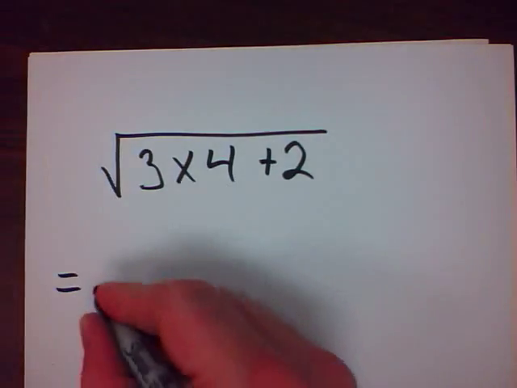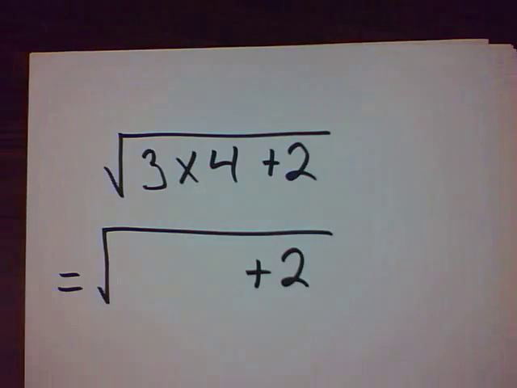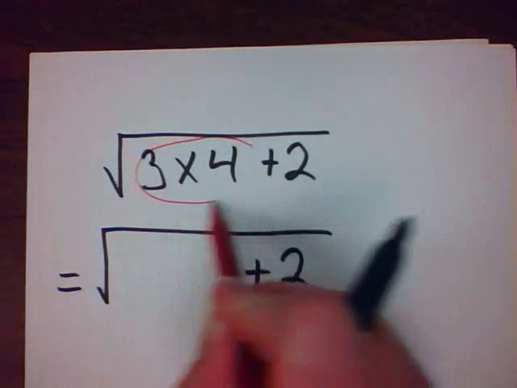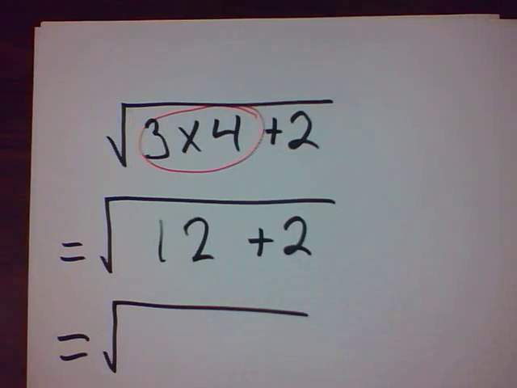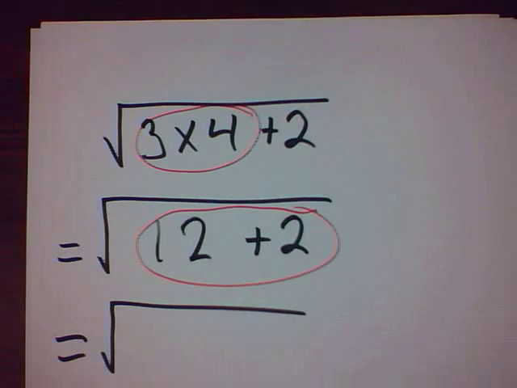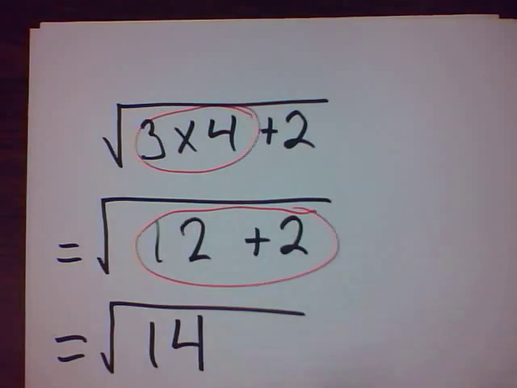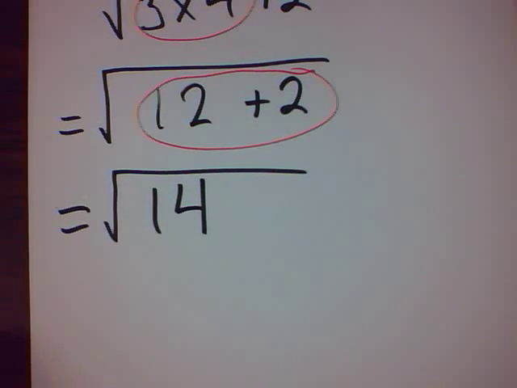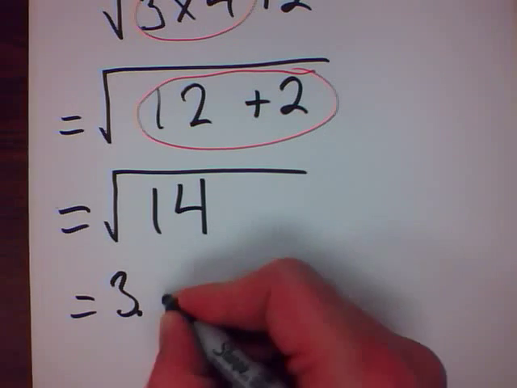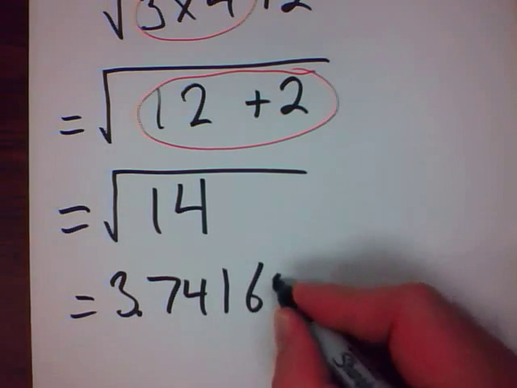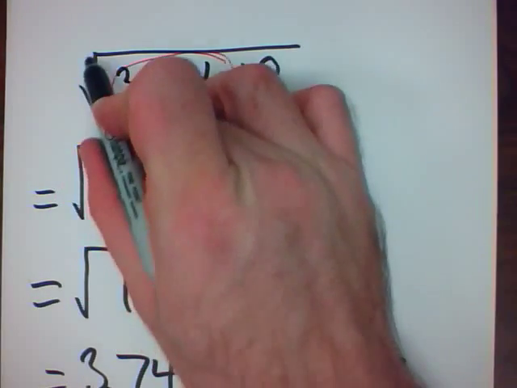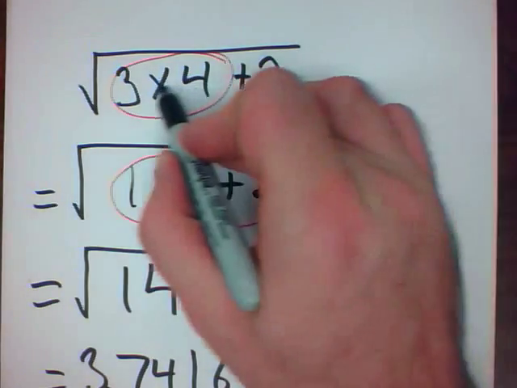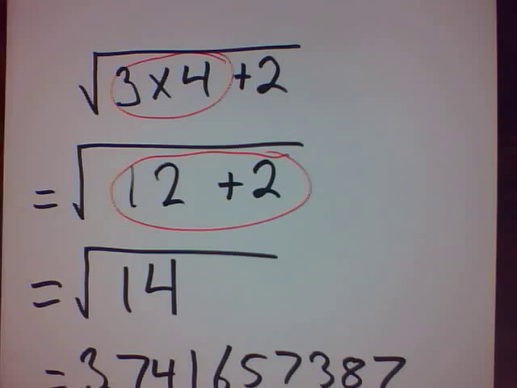Which would end up having you do something like this. Because you're going to do the multiplication first. And at this point, you're doing the 12 plus 2. And now you can actually do the square root of 14, which comes out to 3.741657387. So when you see a square root written like this, you've got to do everything underneath it before you can actually do the root itself. Let me show you what that means in a larger question.